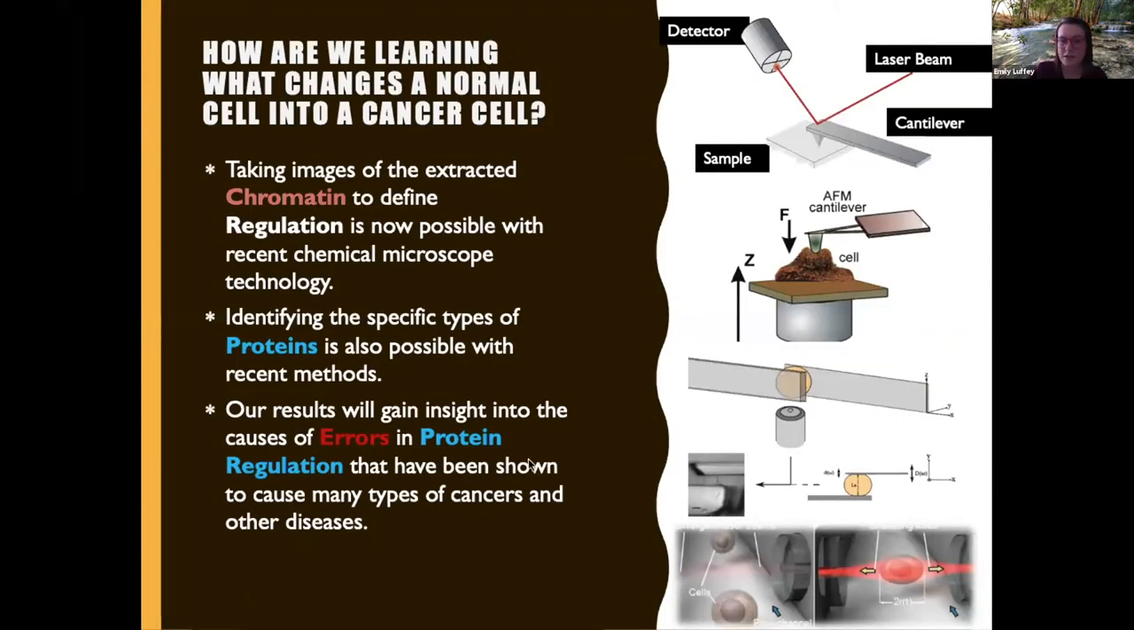So in particular, the research that I work on is what causes a normal cell to change into a cancer cell. And we do this by extracting chromatin from both normal and cancer cells, and we create images of it with a tiny little needle on the edge of a piece of metal, and it bumps up and down to create an image of what the structure looks like. And we are also attaching different things to the ends of these needles to identify the different types of proteins that are also related to these different pieces of chromatin.